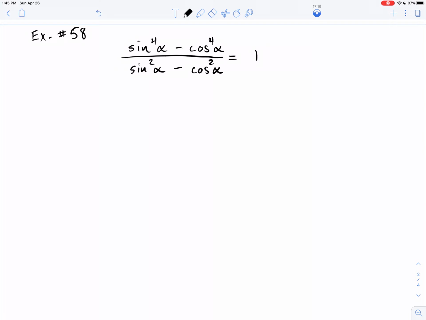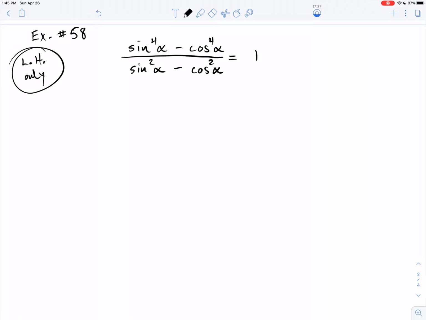I want this thing to say 1 when I'm done. So this is definitely going to be a left hand only. When you guys do an identity, you're going to always tell me at the very beginning, is it going to be left hand, right hand, or both? So here we go. Left hand only.